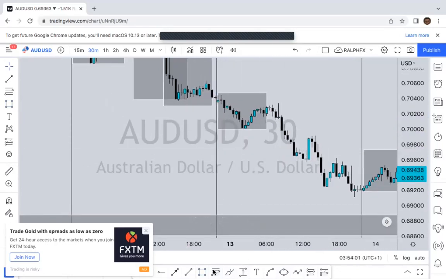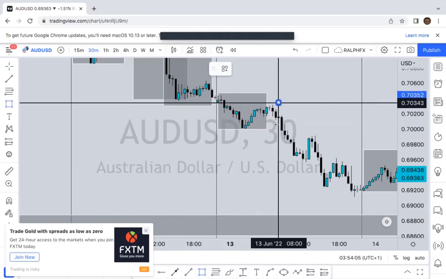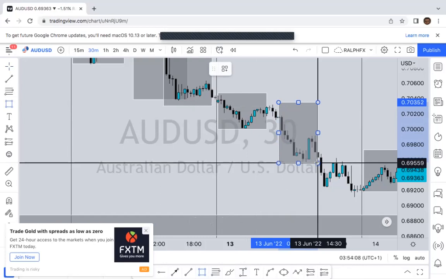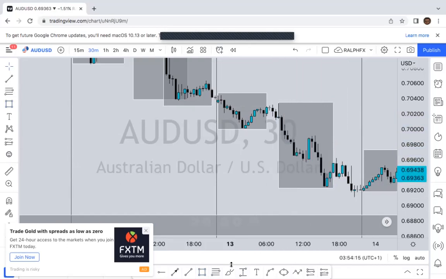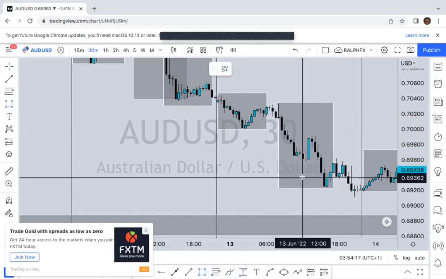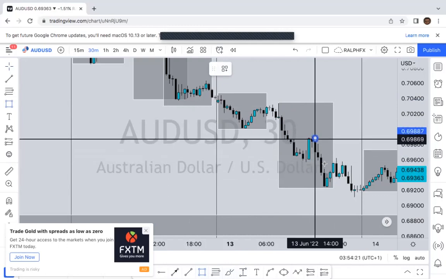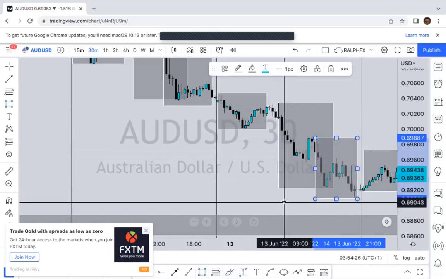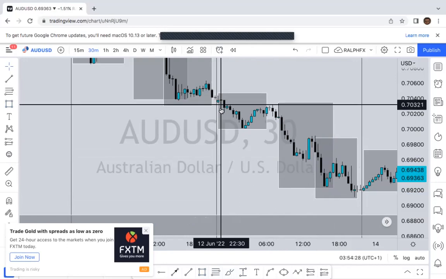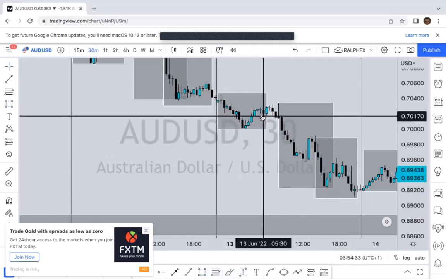And then we have London from 8 all the way to 5, right? And we have our New York session all the way from 2 to 9, right? So for this day, you can see again, Asian session, relatively small movement, relatively sideways movement.